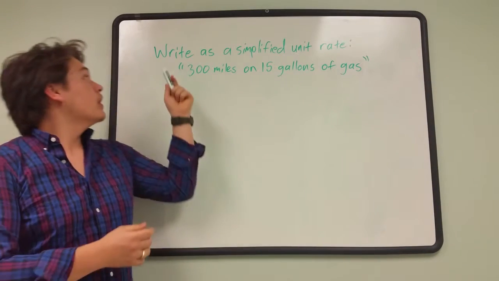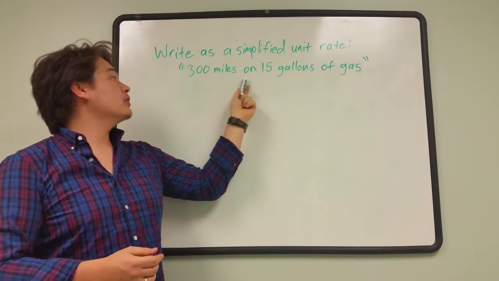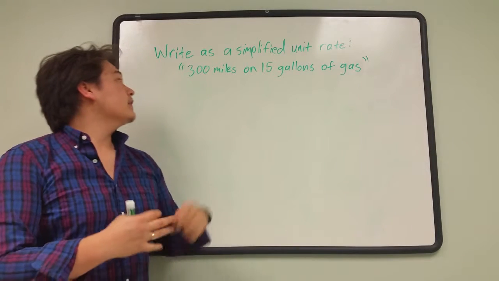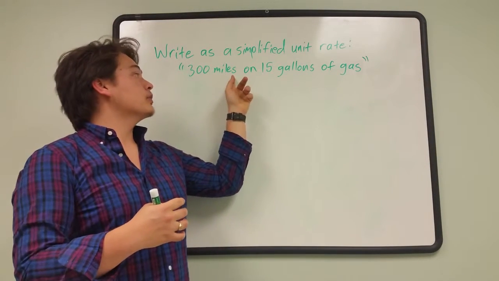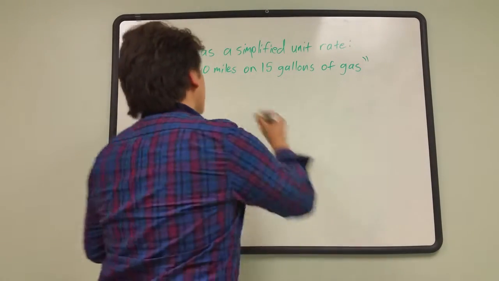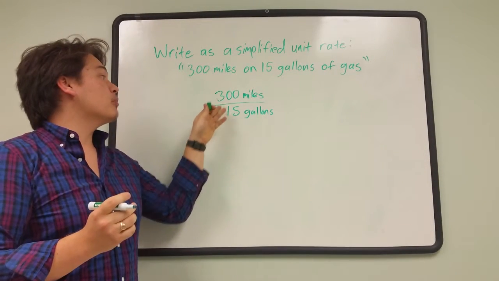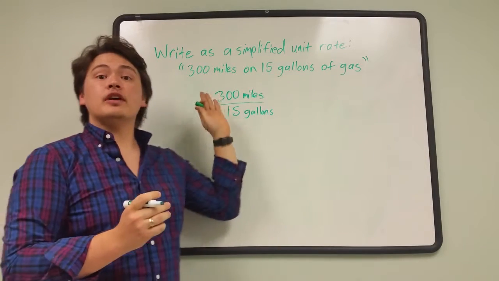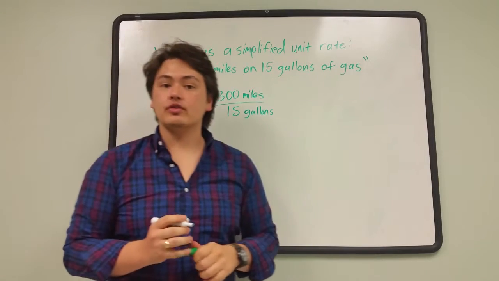This question states, write as a simplified unit rate 300 miles on 15 gallons of gas. So what I'm going to do is write it as 300 miles over 15 gallons, and that's going to be our unit rate. So from here I'm going to separate the numbers from the units of measurement. So in this case, miles and gallons are going to be on top of one another, and 300 and 15 are going to be on top of each other as well.